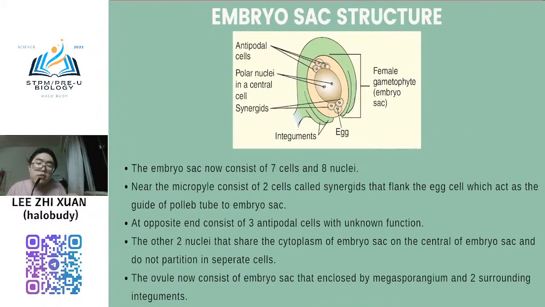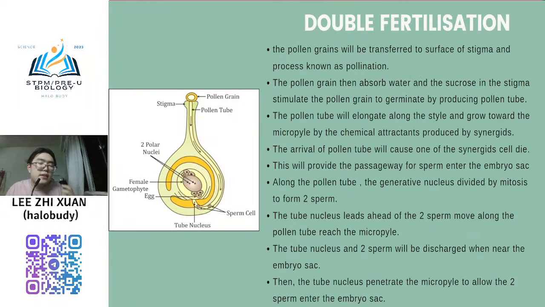Okay, this one is the embryonic structure that I already mentioned just now. Okay, next we will go to double fertilization. So once the female gametophyte is already formed, and the male gametophyte is already formed, we call it the pollen grain. So this pollen grain later will undergo pollination, either self-pollination in the same plant, or cross-pollination with another plant. The pollen grain will stick on the stigma of the plant.